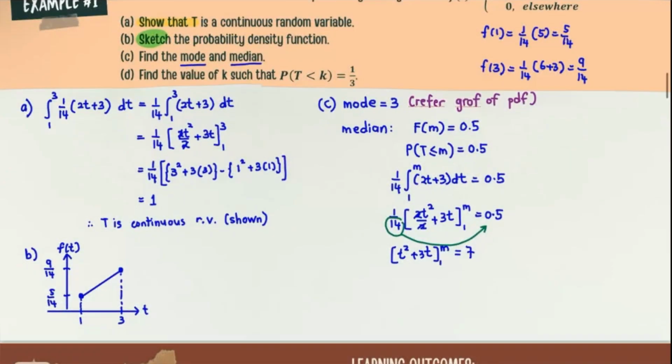Okay, now baru masukkan m squared plus 3m minus dengan 1 squared plus 3 multiplied by 1 is equals to 7. So m squared plus 3m. 1 tambah 3 adalah 4. So negative 4 minus with 7 equals to 0. So actually kita dapat a quadratic equation.